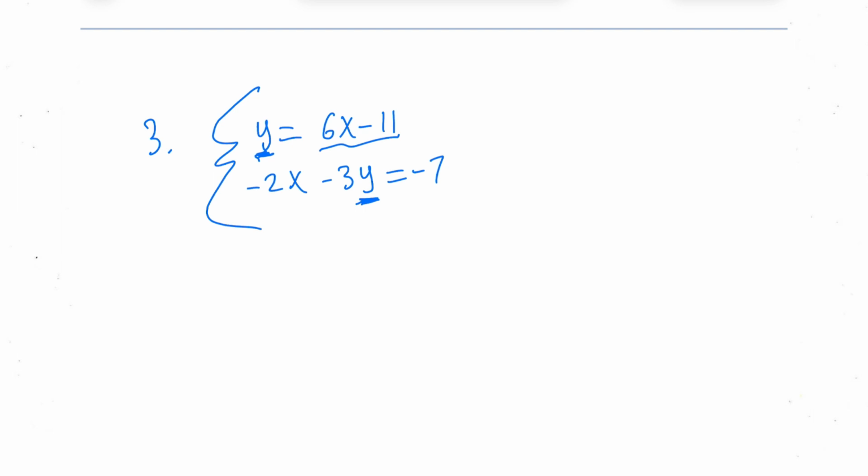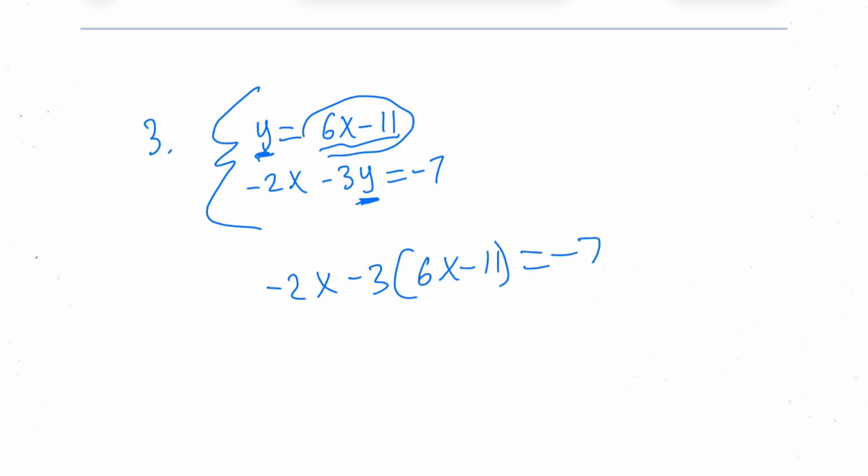So now our new equation is negative 2x minus 3, but now instead of y, what we have is this 6x minus 11, is equal to negative 7. Then we go on, we use the distributive property here to simplify, and we just solve the equation. So we have negative 2x minus 18x plus 33 equals negative 7.